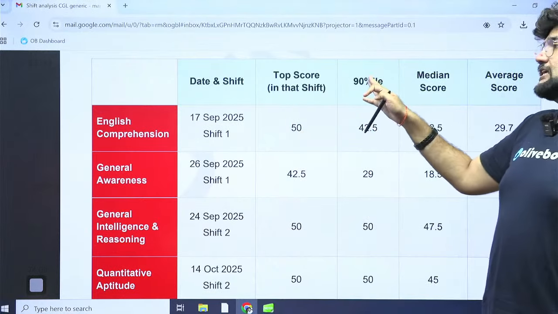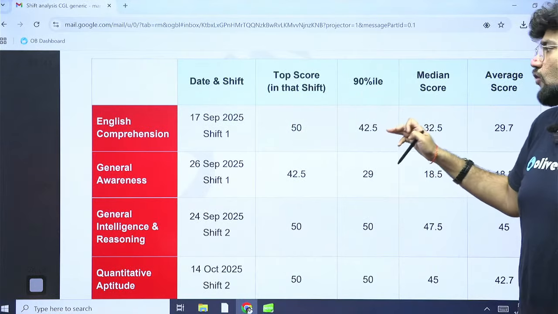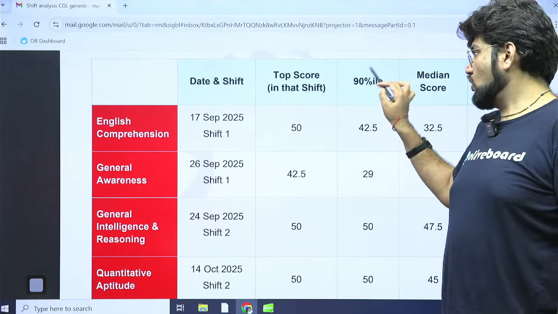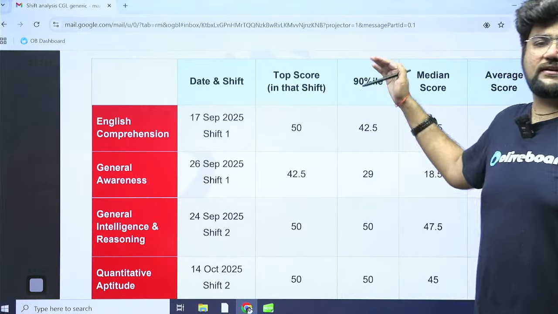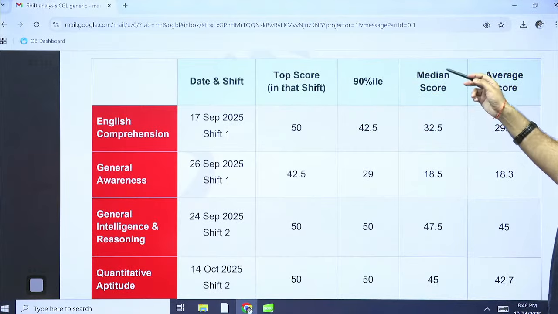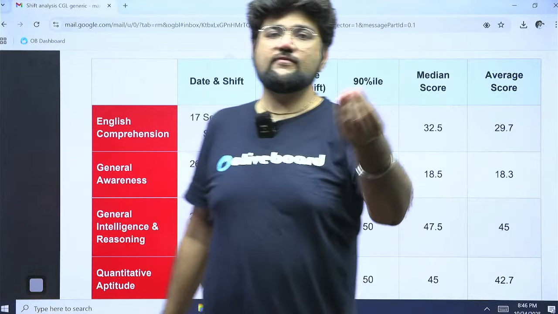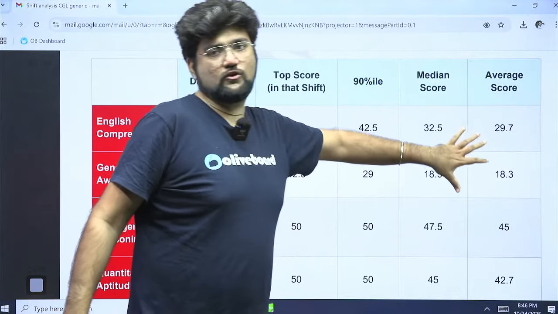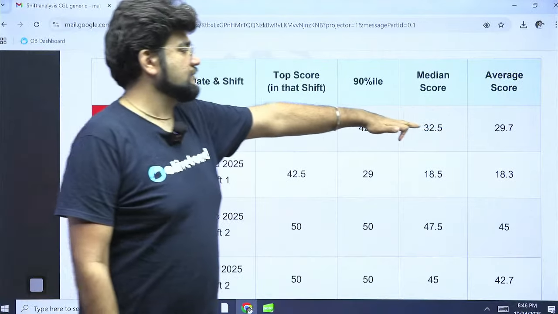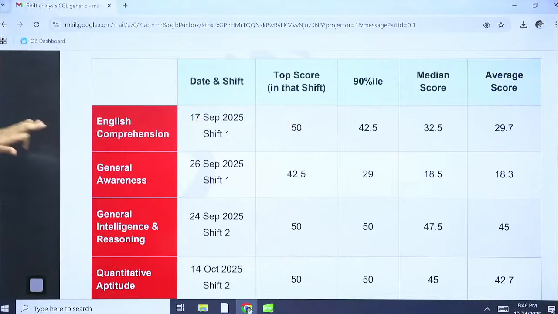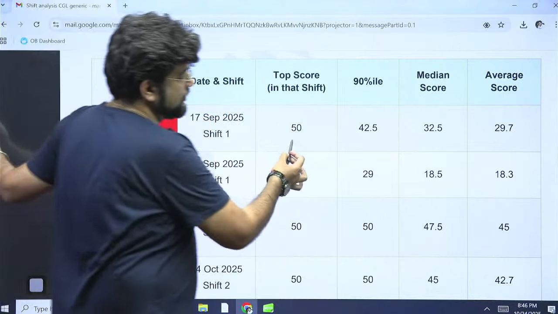And 90% of students have scored below 42.5 marks. That means the final 10% cream has scored above 42.5 marks. That's how you can roughly understand this. Median score of 32.5. So 50% of students have scored above 32.5 and 50% have scored below 32.5. So 32.5 is the exact median score. Average score is 29.7 for this particular shift. Look at the difference between the topper and the average score.